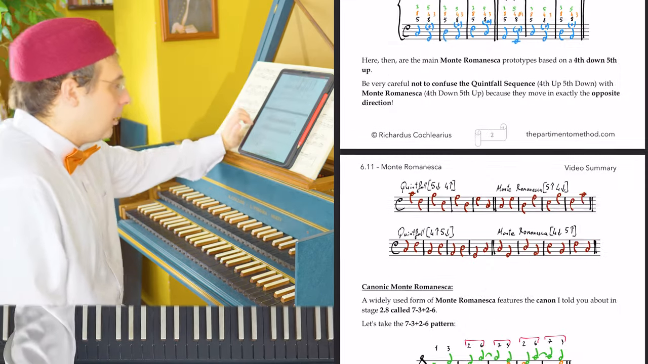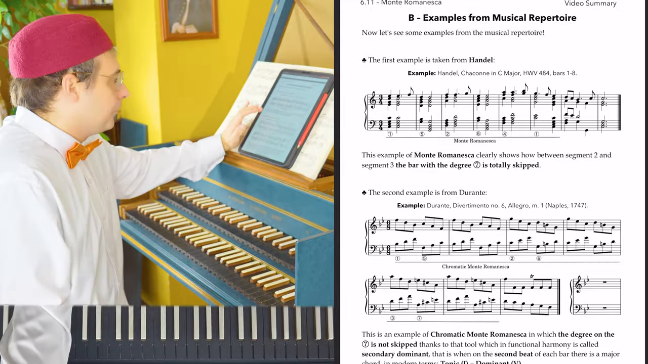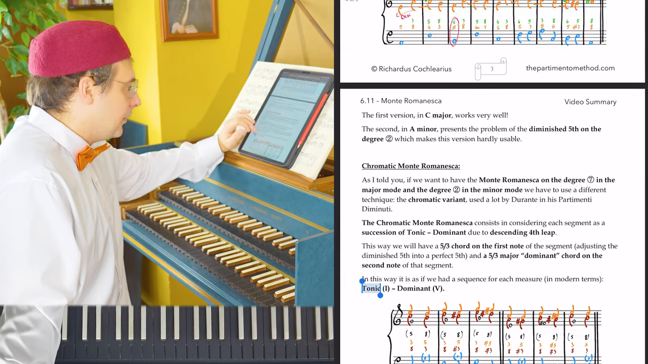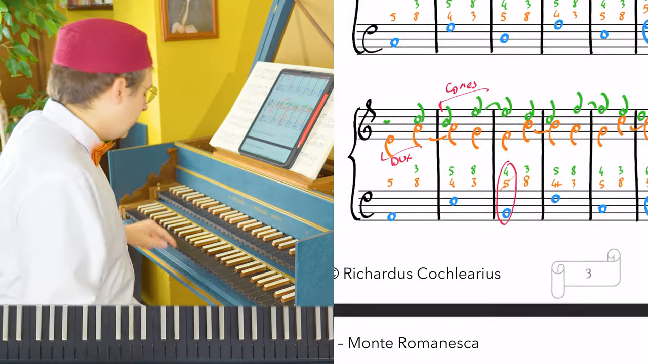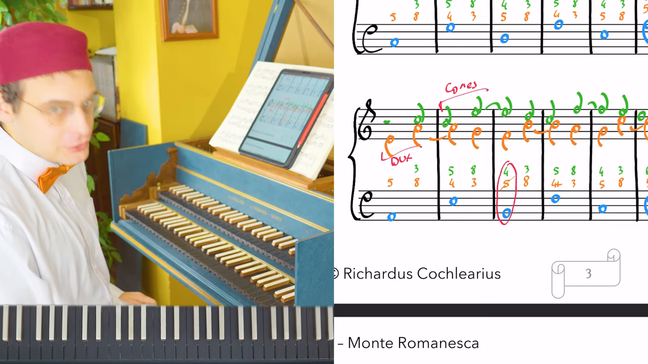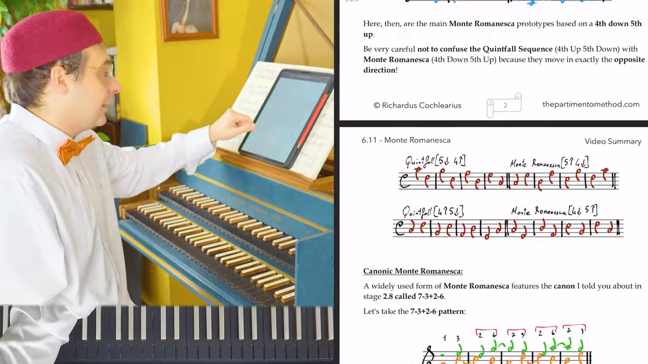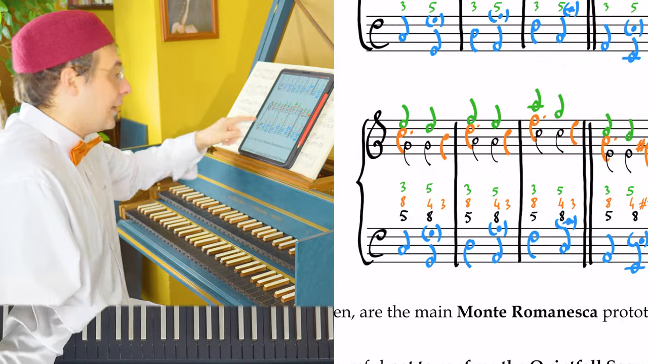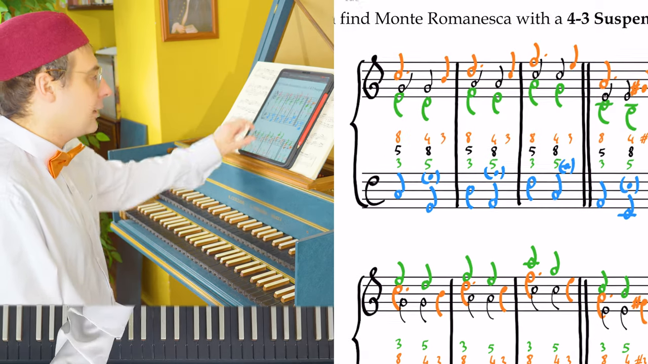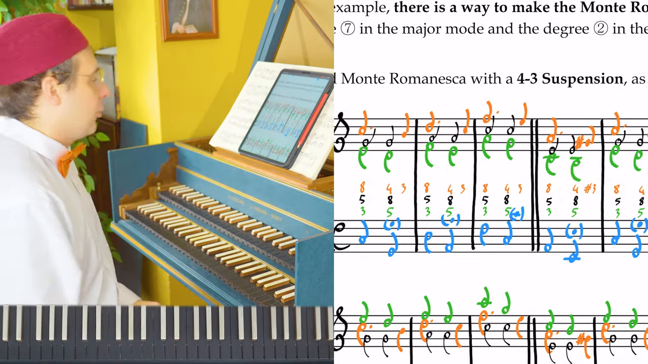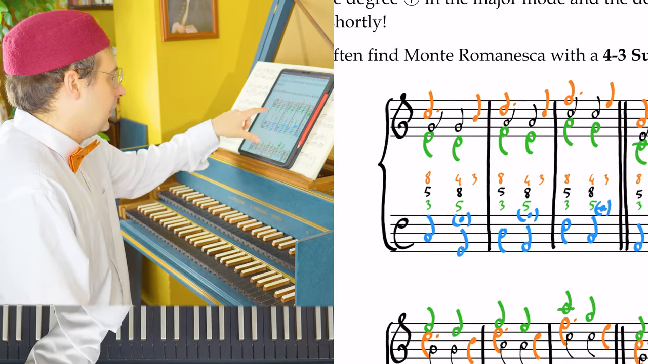Of course, the problem with the Monte Romanesca is that in the minor mode it doesn't work. The reason is very simple: in the minor mode, over degree 2, we have a diminished fifth. So in the canonic version with the canon, or in the normal versions without the canon, we have to skip degree 2. So let's focus on the major Monte Romanesca, as you can see here.